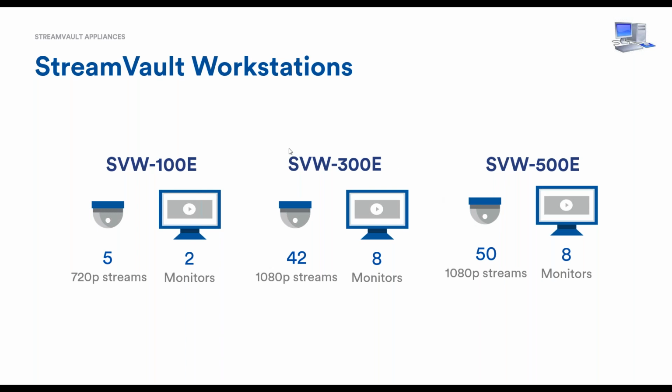We did come out with the SV300E as a rack mount and the 500E as a rack mount as well. These will provide a bit more on the number of camera streams that we can do. Again, when we're saying 42 streams, it's 42 1080p streams at 15 frames per second.